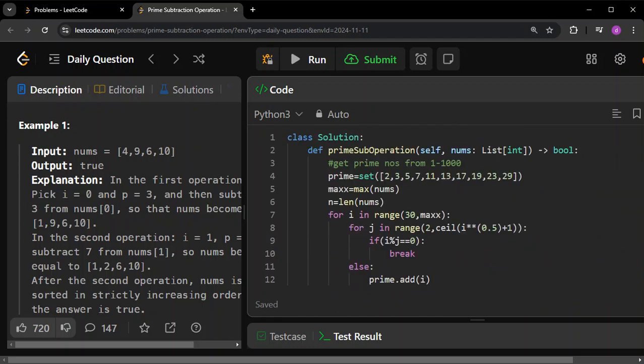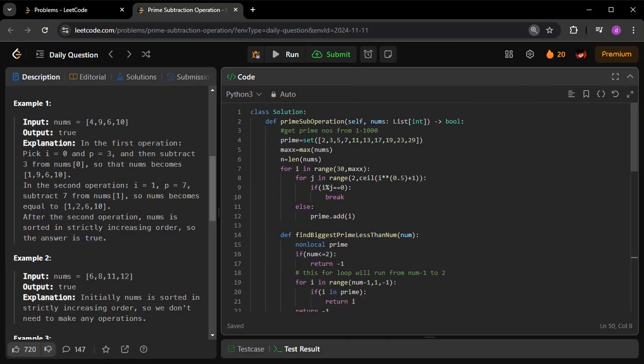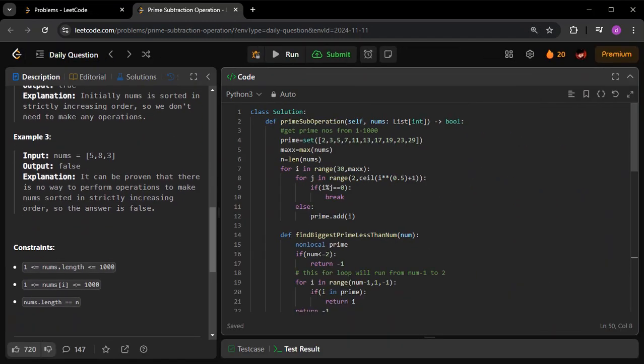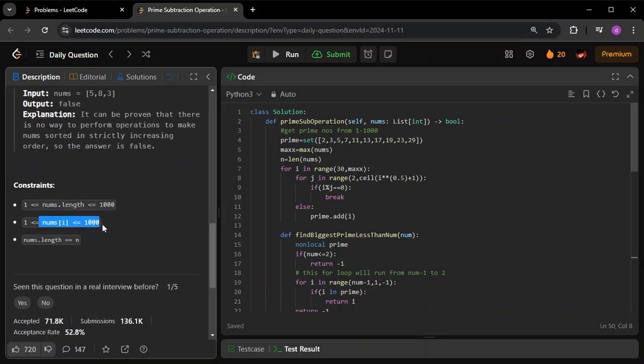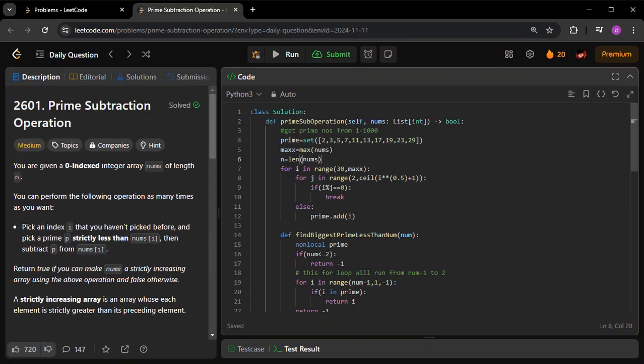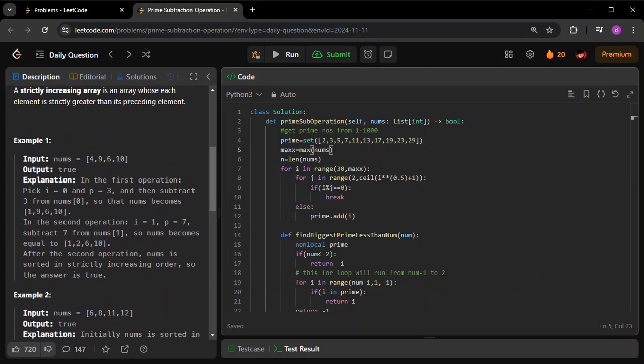Now let us start the solution. First of all, the maximum number that I'm going to get is 1000. What I will do here is first calculate the max of the current nums array. Why am I calculating that? Whatever the maximum n is going to be, that is the maximum element in this particular array. I need to find prime numbers only till that.